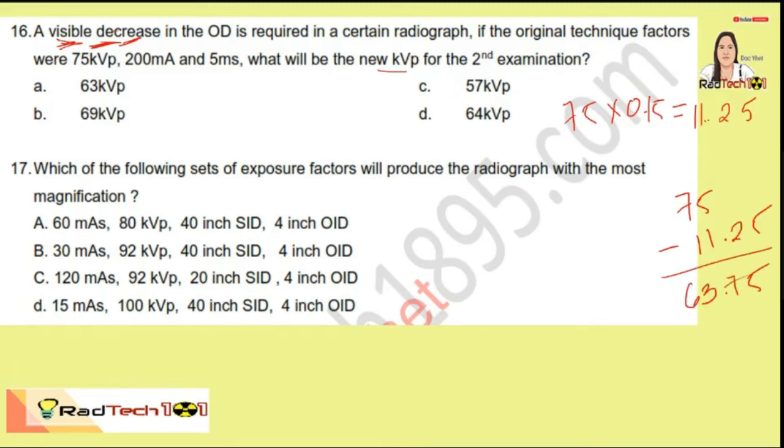63.75. So round off, kasi wala naman tayong kVp na may point-point. Usually yung kVp natin is whole number. So round off natin sa whole number, so this is 64. Next, which of the following sets of exposure factors will produce the radiograph with the most magnification?